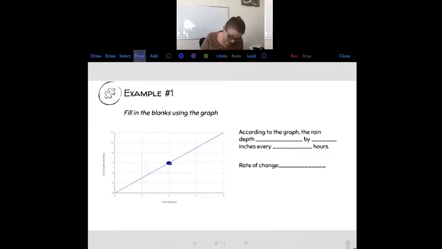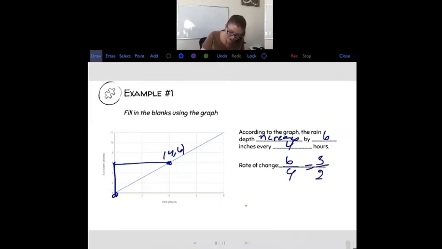Okay. So let's look at these 2 points. So from the starting point to this point here, which is (4, 6). Okay, so our rain depth is increasing because the graph is going up. So it increases by, and then we read the vertical change first. From 0, we go up to 6, so this would be 6 inches every 4 hours. So our rate of change here would be 6 over 4, which is 3 over 2, and the units would be in inches per hour. Okay, and this is a good model only if this rate of change, 3 over 2, stays constant over time.